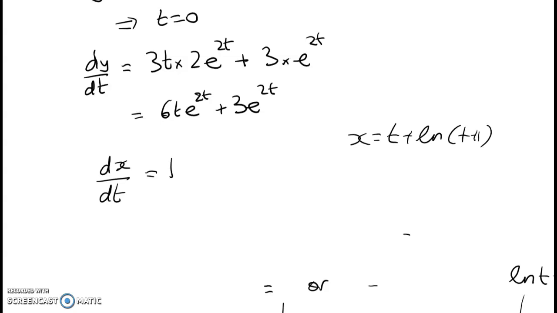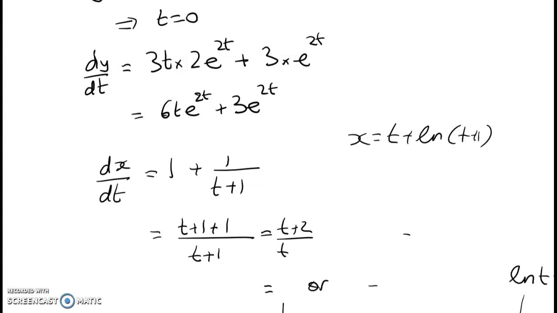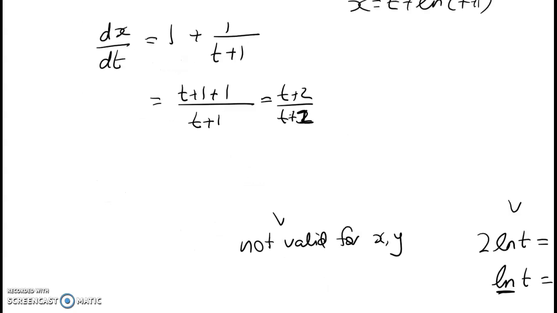So dx by dt is 1 plus 1 over t plus 1. Cleaning that up gives me t plus 1 plus 1, which is t plus 2 over t plus 1. And dy by dx is y dash over x dash. So that's my next step.